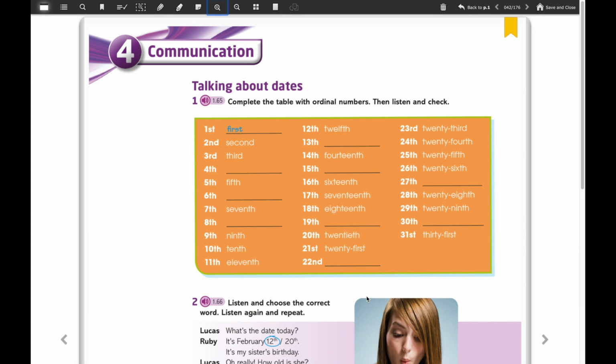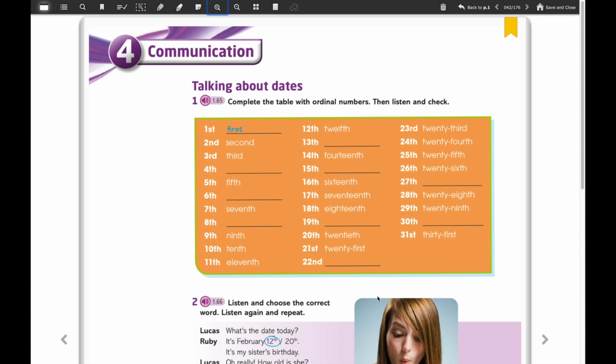And on the communication part of the book, we're going to talk about dates. This is very important because you use it in your normal life. So we're going to talk about how we can express the day of today, the month, and the number. And for that, we're going to use ordinal numbers, okay?